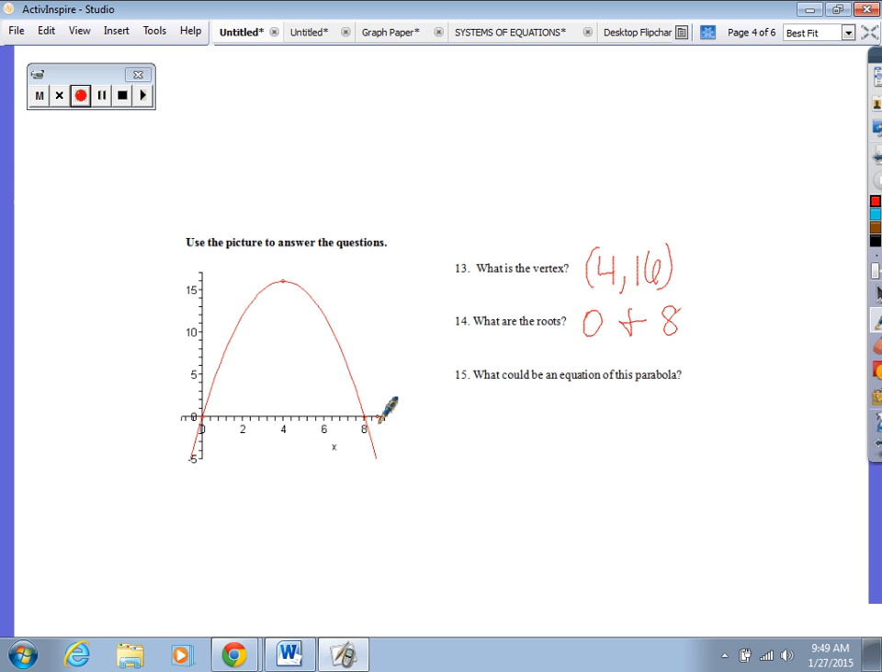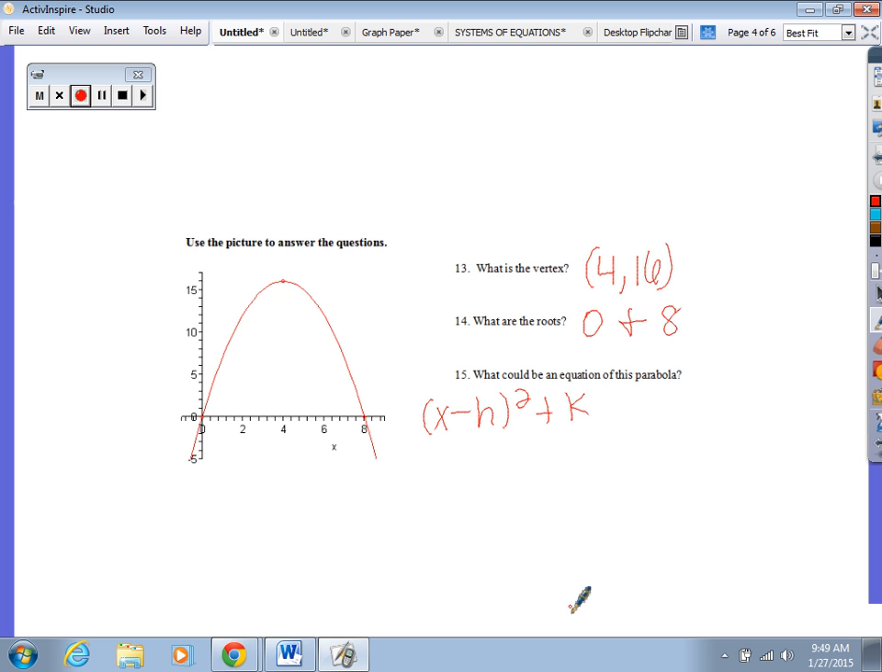Now, number 15 is going to be a bonus tomorrow, okay? And it says, what could be an equation of this parabola? There's two things you can do. You can either use vertex form. Do y'all remember how vertex form was a(x minus h) squared plus k? Do y'all remember that? Well, that is vertex form, my friends. We definitely talked about that for 2 days.